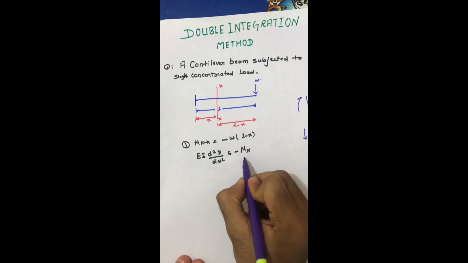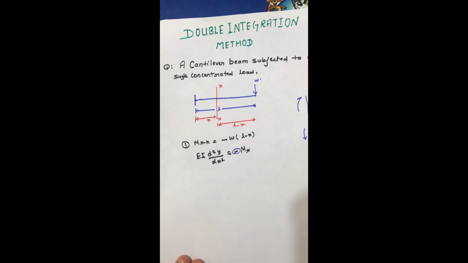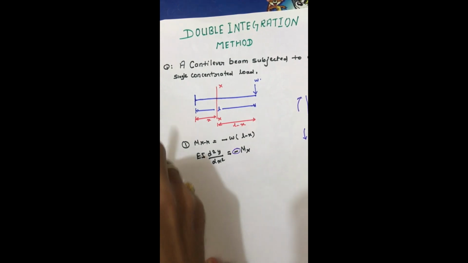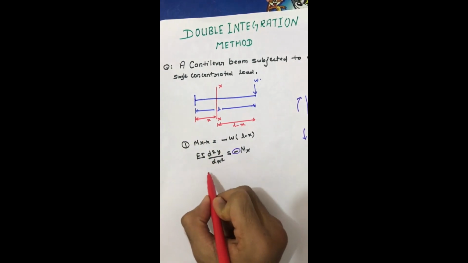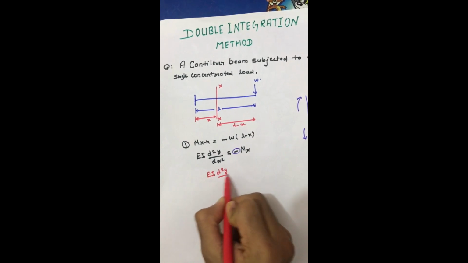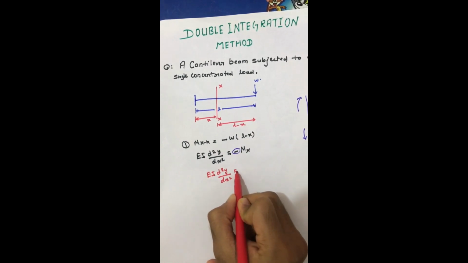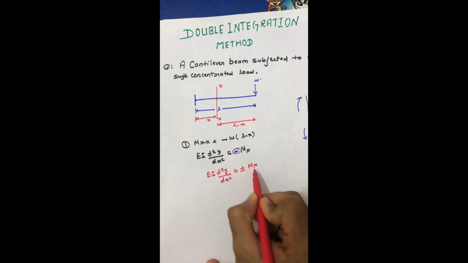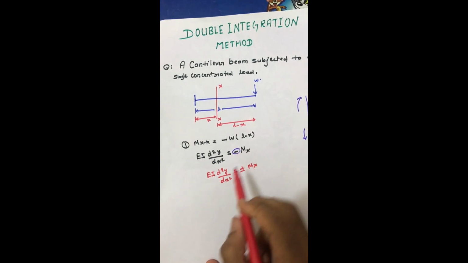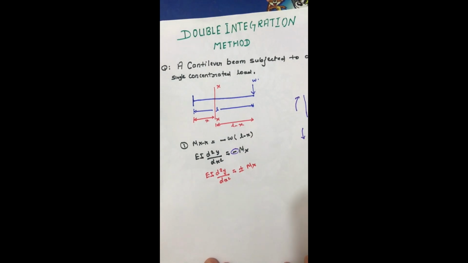Here you might get confused with the minus term, but no need to get confused, because in many books it has been given that E into I d square y by dx square is equal to plus or minus of Mxx. So you can take it as positive also, or as negative. In this video I am taking it negative. Now let us proceed.